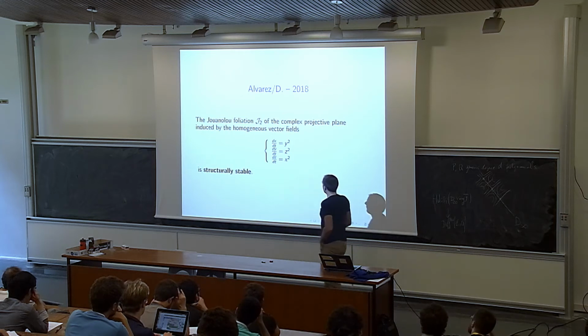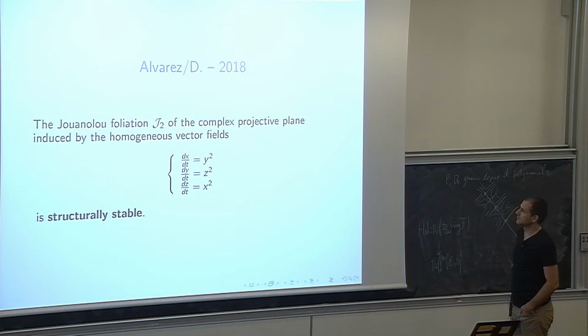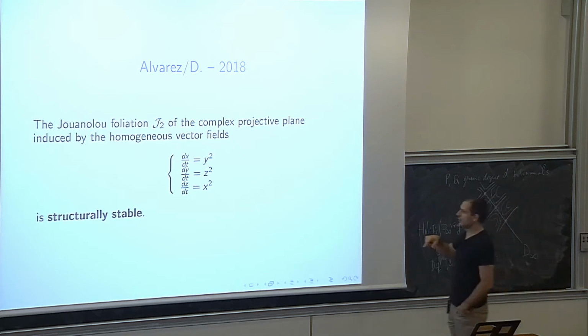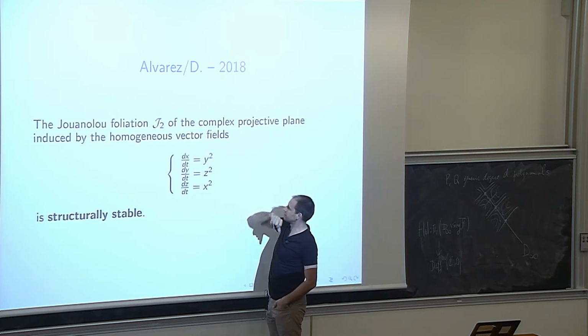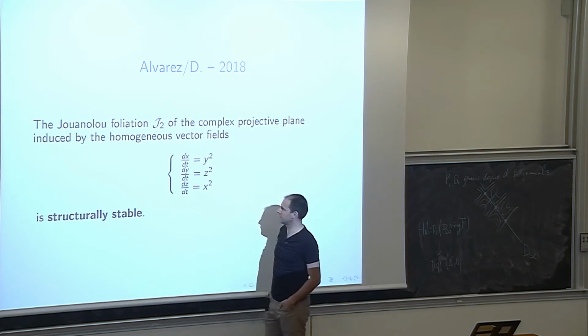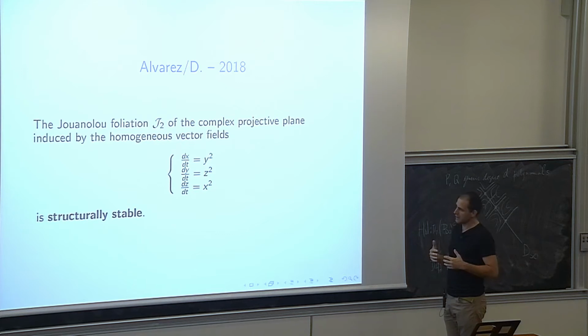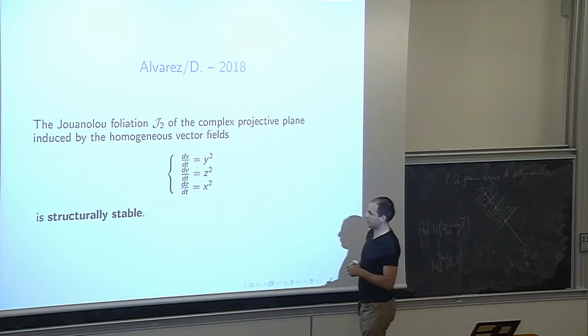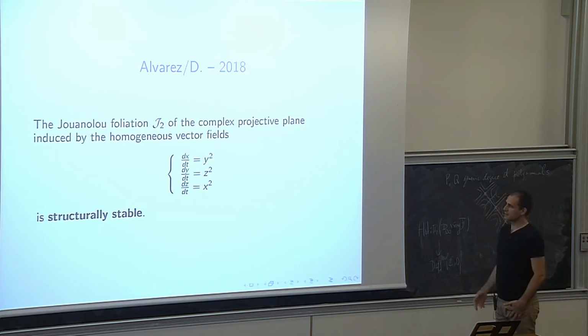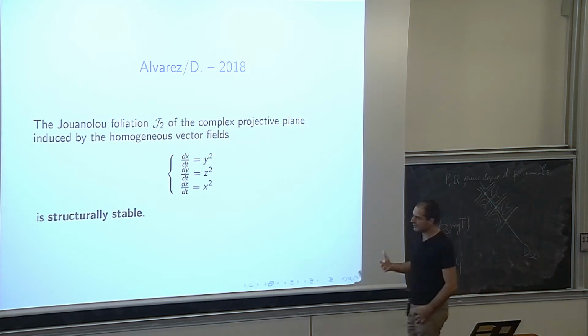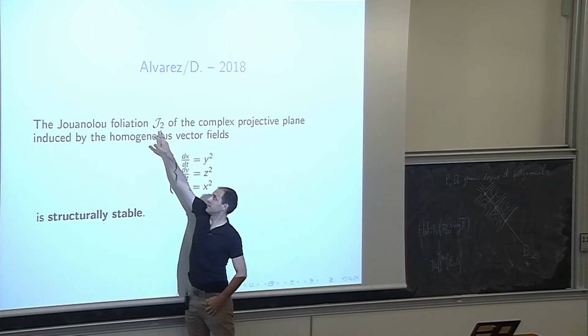So what we proved with Aurélien is, the first part of our theorem is that if you take this foliation, so you consider this differential equation in C3, this is a homogeneous differential equation of degree 2. And so the foliation induced by that differential equation in C3 is invariant by multiplication by scalars. So it descends to a foliation of the complex projective plane, which is called the Jouanolou foliation. In fact, it was introduced by Jouanolou in the 70s to prove that a generic differential equation of P2 does not have any algebraic leaves. So all the leaves of this foliation are transcendental curves.